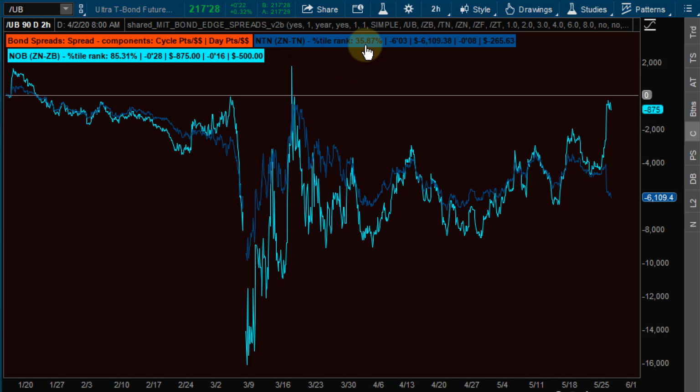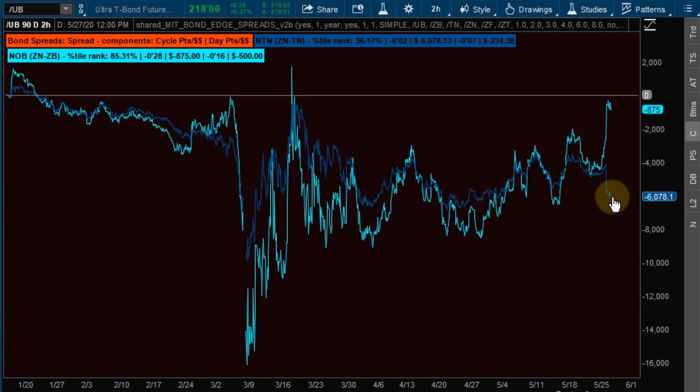NTN, look, percentage rank. Going back to the beginning of the year, 35% off its lows, 85% off its lows, and 14% off its highs. So here's the trade, guys. The trade is we would sell ZN and buy ZB. What you also would do is buy ZN and sell TN.